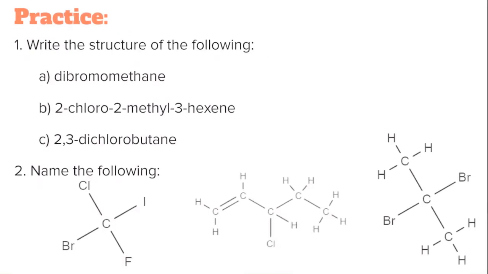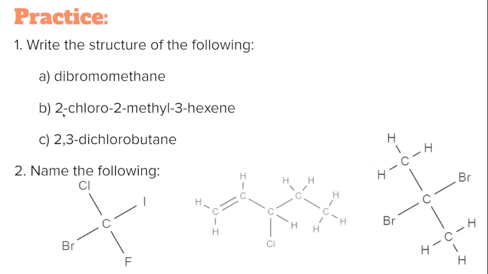Okay, so here's some practice. I'm going to let you pause the video, but write out the structure of the following. Some hints I can give you right now: always start with the back part of the name first. So right here where it says dibromomethane, start with the methane. Again, meth tells you how long the longest carbon chain is. Ane tells you whether there's single, double, or triple bonds. Dibromo. Think about what di means. So how many bromines do you think are attached to this methane?